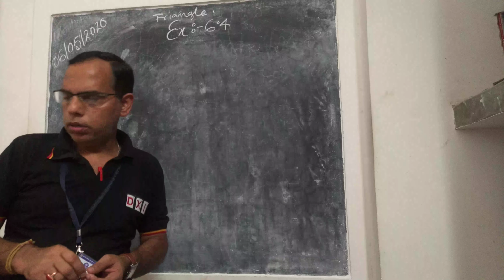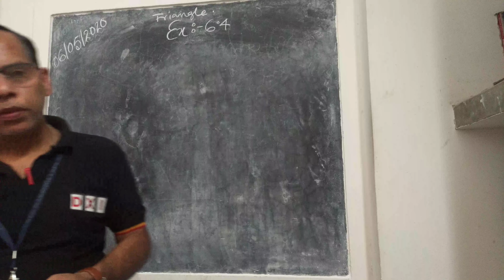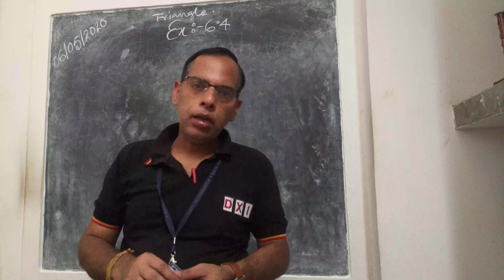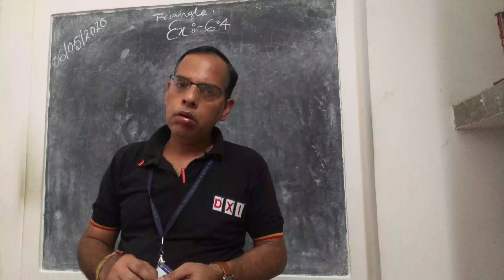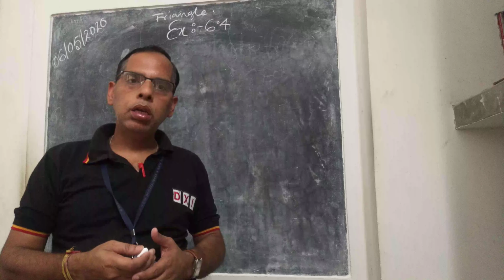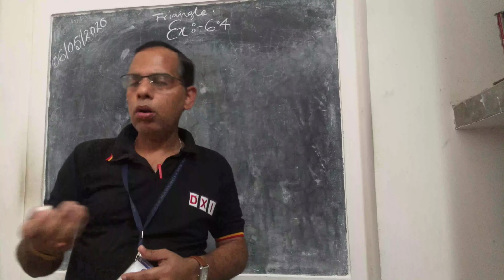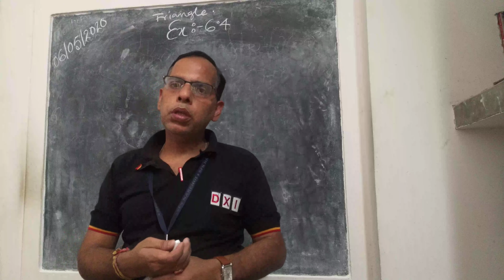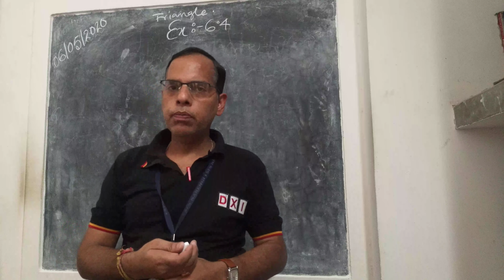We have gone through theorem 6.7 or 6.6: the ratio of the areas of two similar triangles is equal to the square of the ratio of the sides, equal to the ratio of the squares of their medians or altitudes. In my last video, I showed it with the altitude instead of the side.